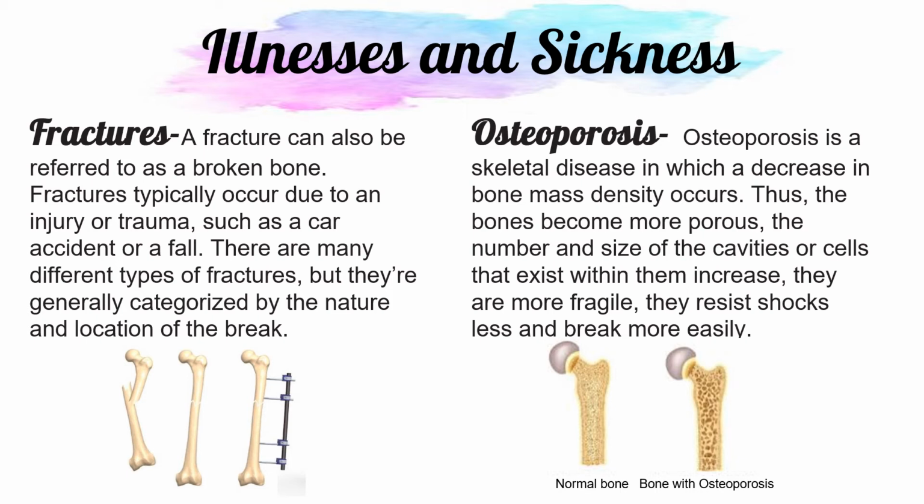The second one is osteoporosis. Osteoporosis is a skeletal disease in which a decrease in bone mass density occurs. The bones become more porous, the number and size of the cavities or cells that exist within them increase, and because of that, they are more fragile. They resist shocks less and break more easily.